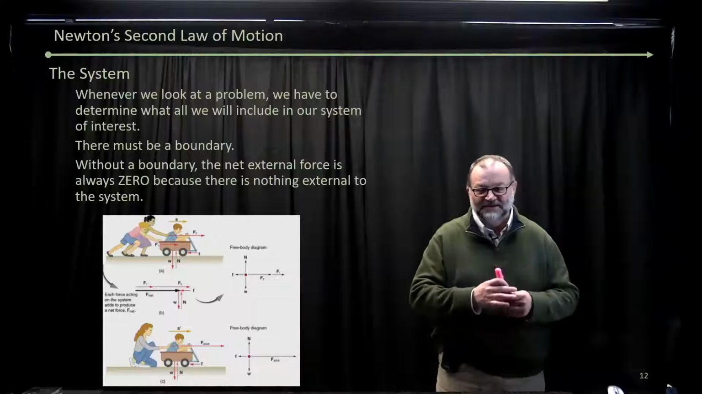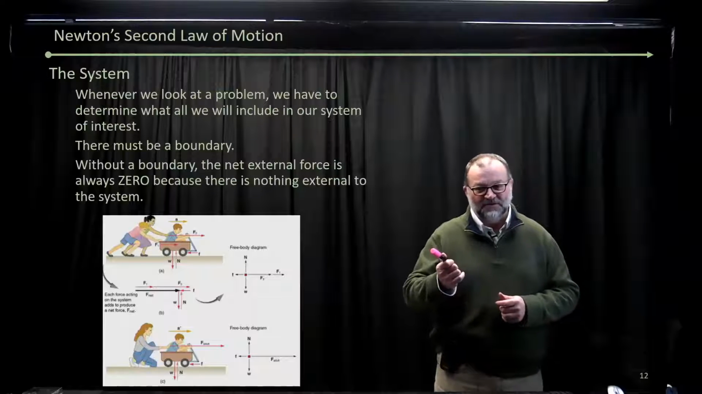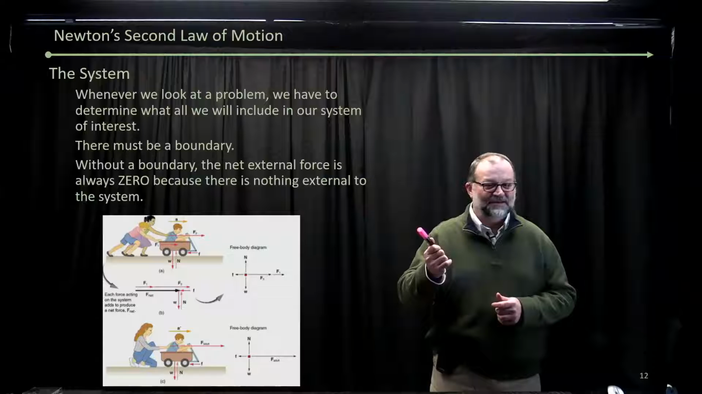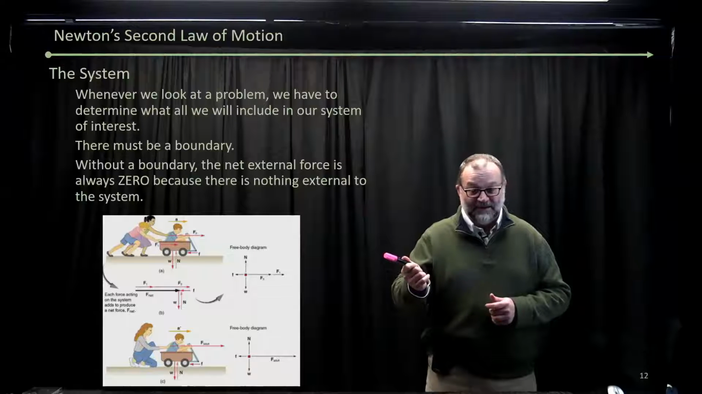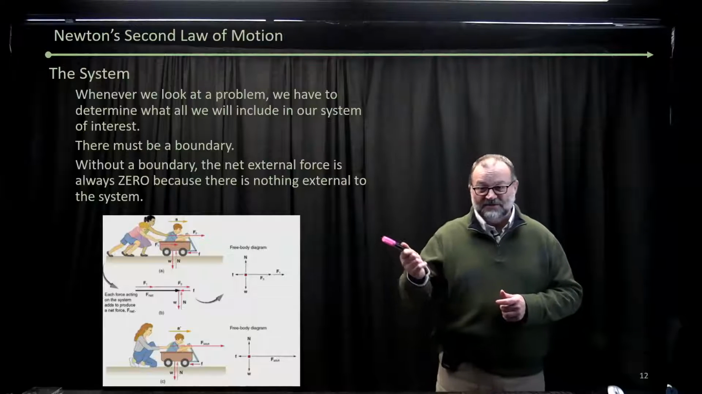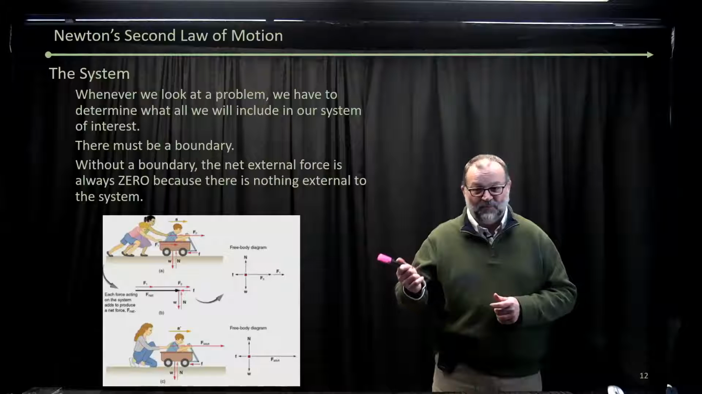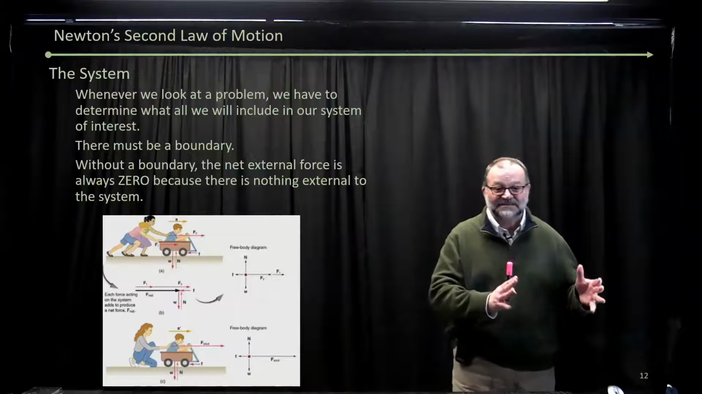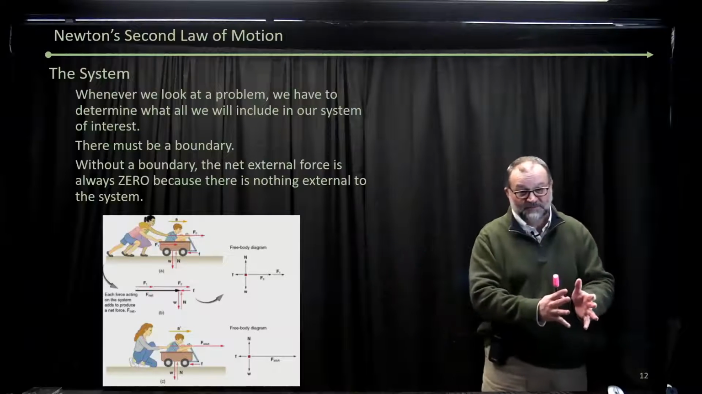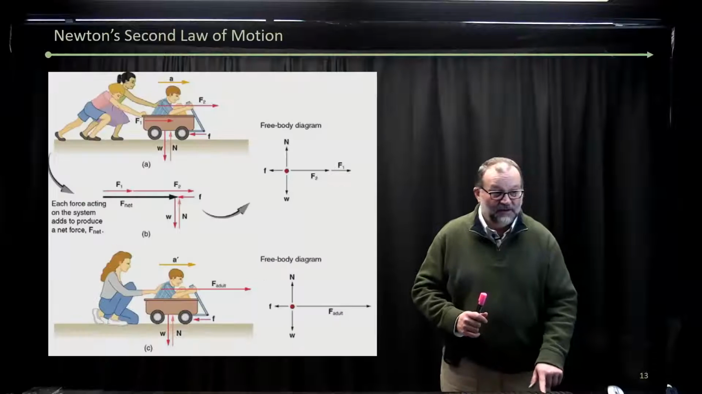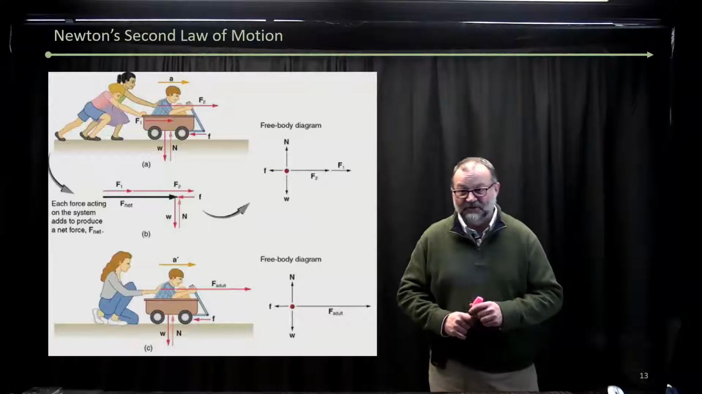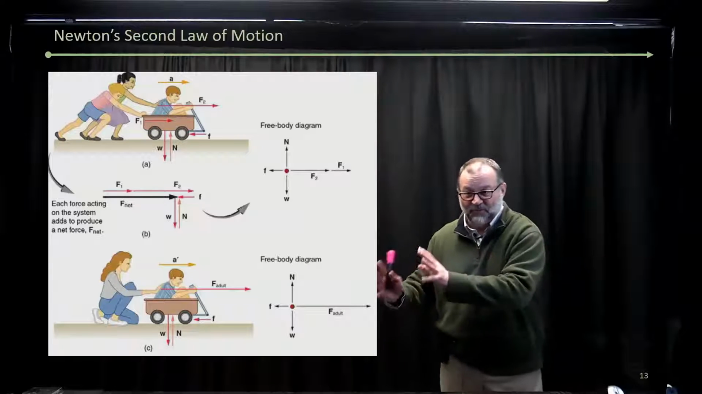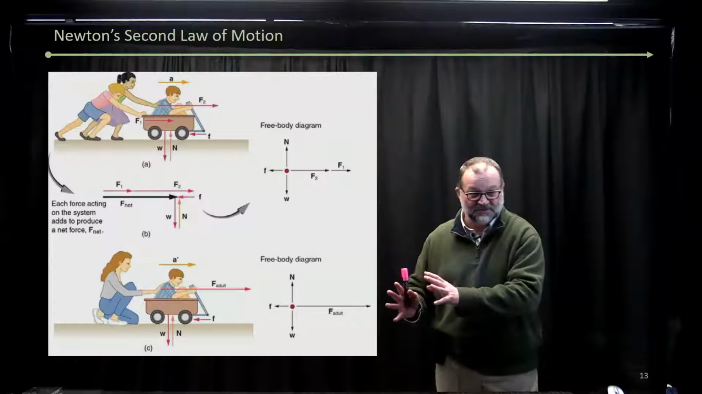And so in both of these, what we're after is what's happening with the kid in the wagon. And so the two people pushing it in the top one and the one person pushing it in the bottom are both outside the system, so they're outside forces. All right? Better view of this. The people pushing on him are outside forces.